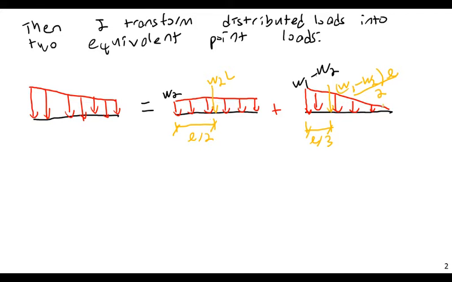Remember, the area of a triangle is base times height over 2, 1/2 base times height. The base of this triangle is L. The height is W1 minus W2. The area of it is (W1 minus W2) times L over 2, and that's the formula for the area of that triangle, which will be our equivalent point load.